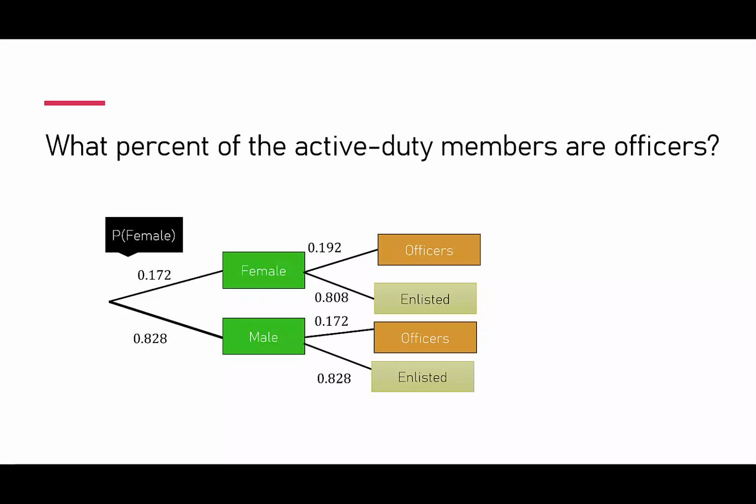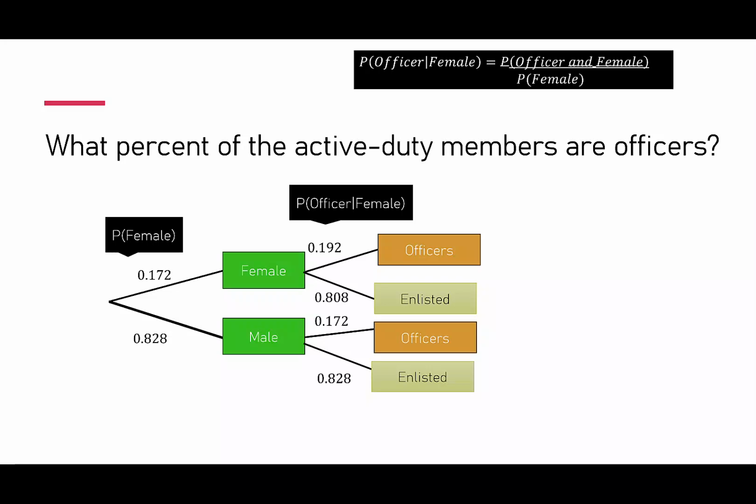Remember the 0.172 was the probability of being female. Then the 0.192 is the probability someone's an officer given that they're female. When we talked about conditional probability before, we said if we want to find the probability someone's an officer given they're female, we would find the probability of being an officer and female divided by the probability of being female.